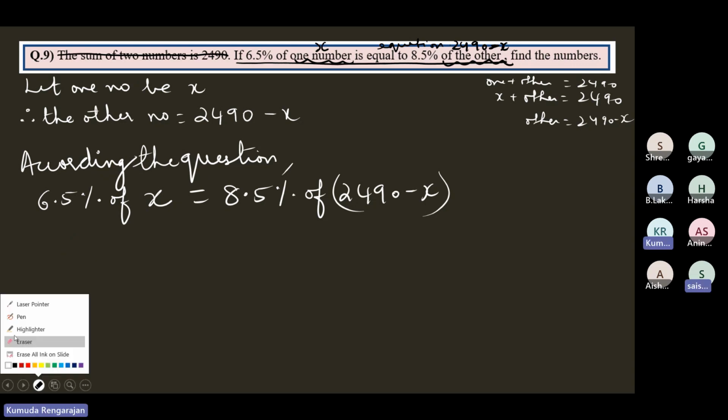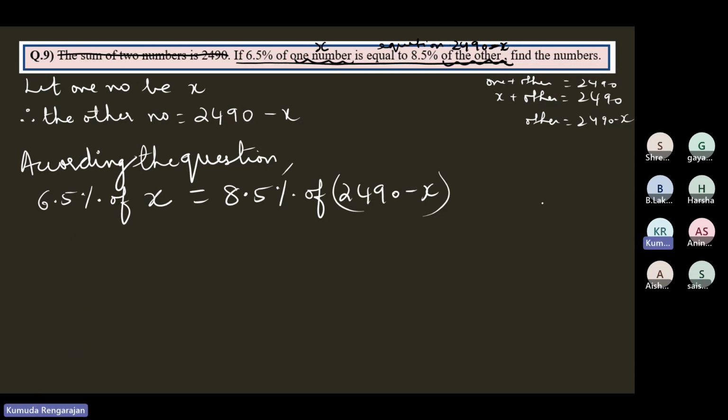What is 10%, children? How do you write 10% as a fraction? Go back to 5th, 6th standard. 10 by 100. So 6.5 upon 100 into x. Correct. Yes, class. Very good, Anantika. Shreya also good.